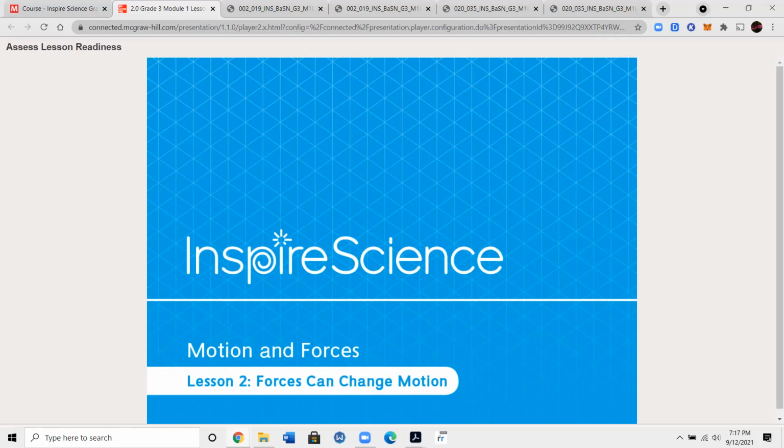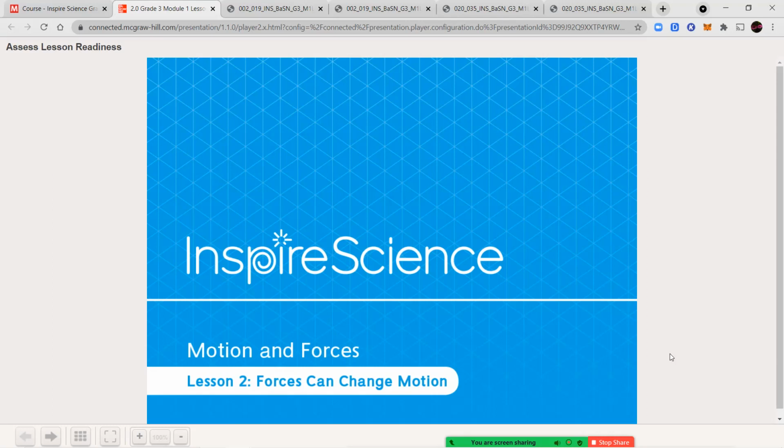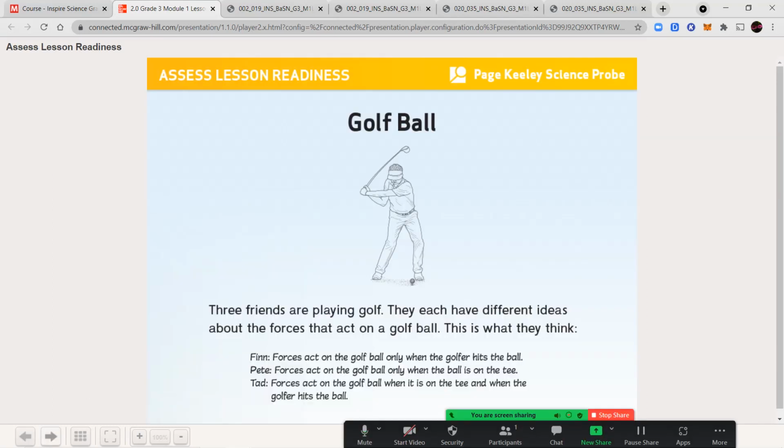Hello again, third grade, and welcome to lesson 2 of our motion and forces unit. Lesson 2 is going to focus on forces, on how forces can change motion. So we're going to go ahead and get started.